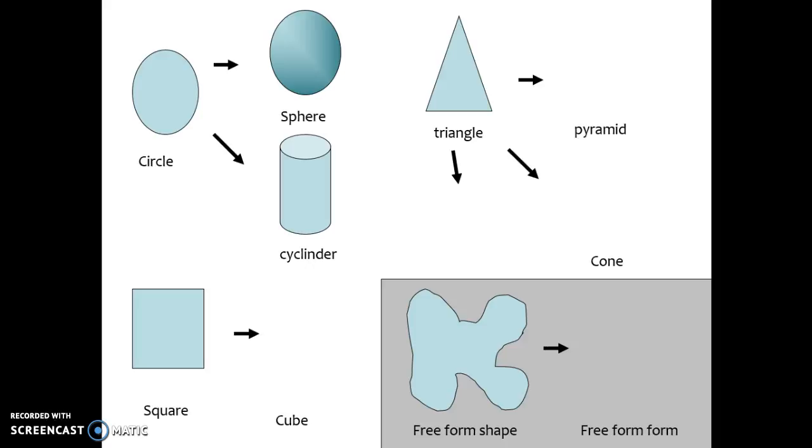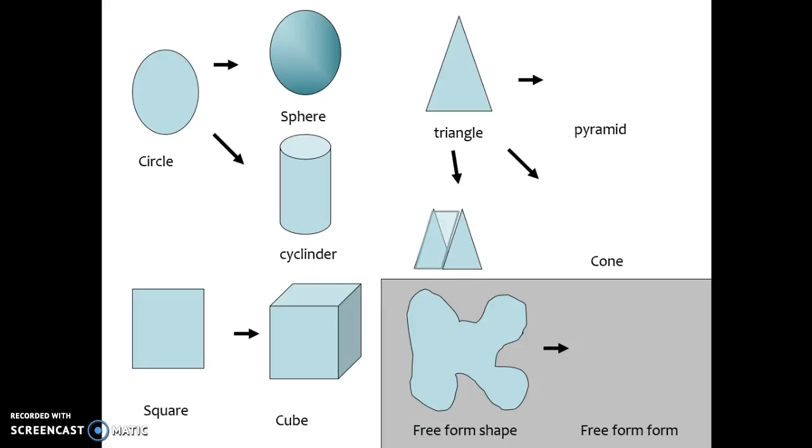A square can be turned into a cube by drawing one square first, offsetting and drawing another one, so moving slightly off to the side, and then connecting all of the corners of the squares. Triangles can become triangular prisms, cones, and pyramids.